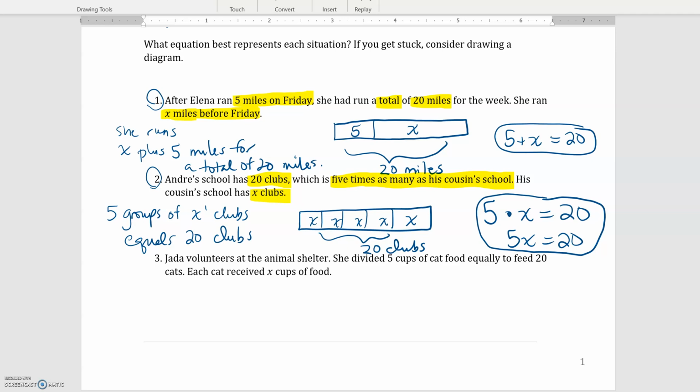Pause here so you have some time to think about this, and then continue when you are done with number 3.